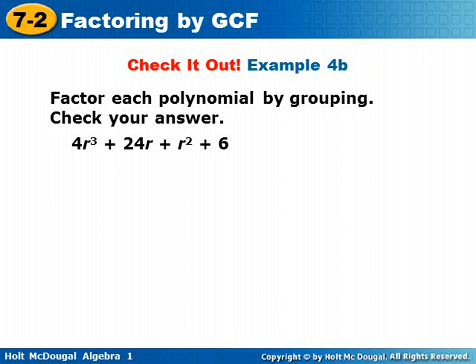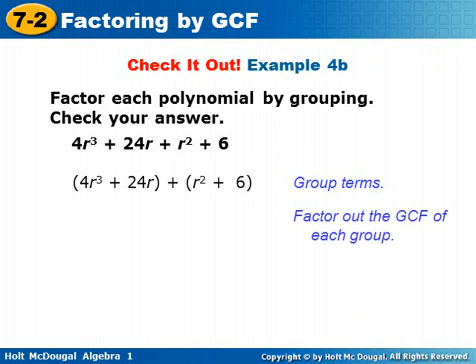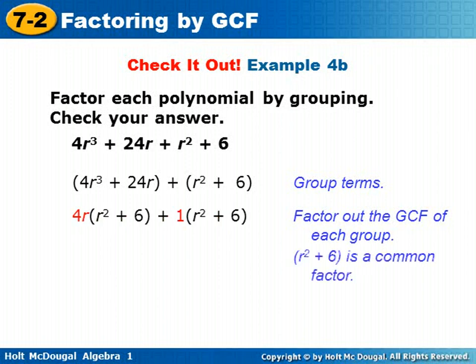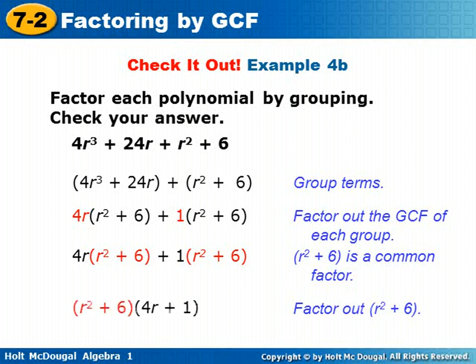Here's another example for you to try, and then you can check back for the answer. So we group the terms 4r to the third plus 24r and r squared plus 6. Factor out the greatest common factor, 4r for the first group and a 1 for the second group. R squared plus 6 is the common factor. So we factor out r squared plus 6, and that gives us r squared plus 6 times 4r plus 1.